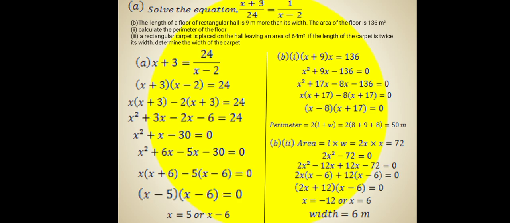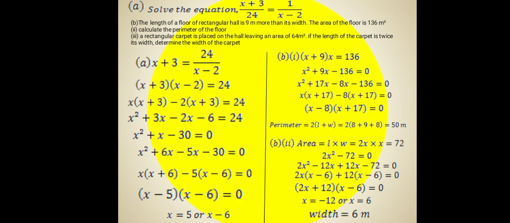Now the length we have been told is 9 meters more than the width. So we shall add 8 plus 9 to get 17. Now we know perimeter is 2 into length plus width. So if we input the variables, 2 into length, which is 8 plus 9, and the width, which is 8, and compute, we get that the perimeter is 50 meters.